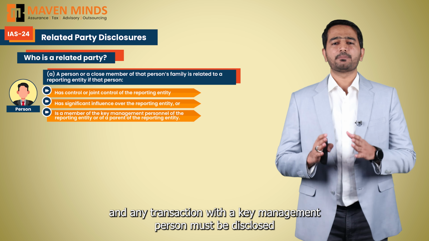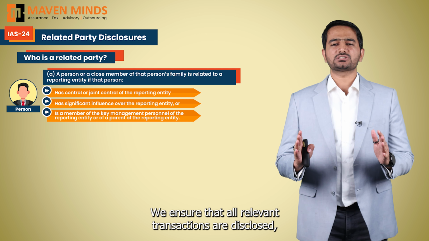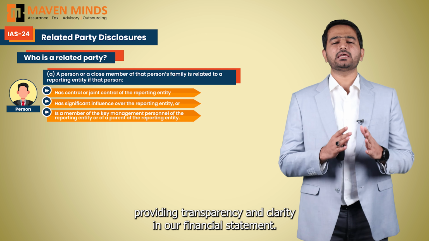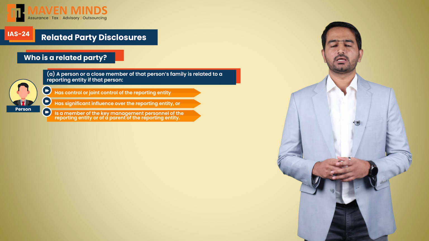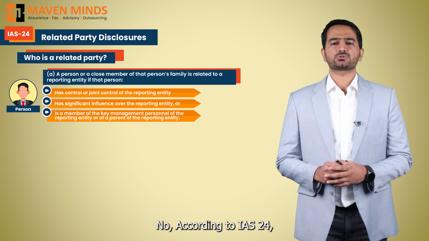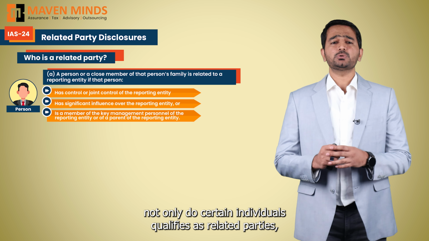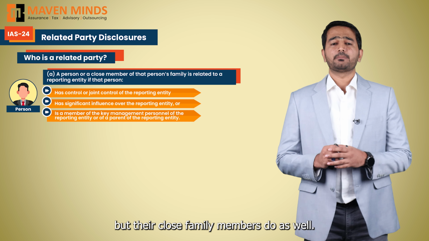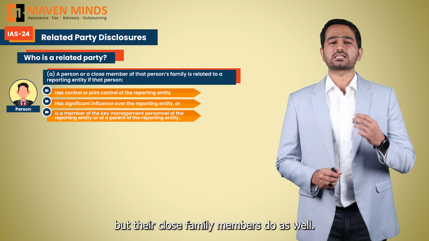By identifying these related parties, we ensure that all relevant transactions are disclosed, providing transparency and clarity in our financial statements. Now, according to IAS 24, not only do certain individuals qualify as related parties, but their close family members do as well.